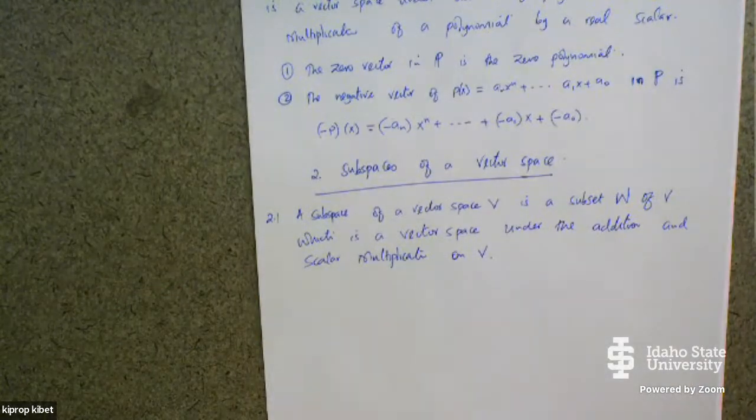So W is a small subset of the whole vector space. So this W here satisfies the 8 axioms that we had. It basically satisfies the 8 axioms because you are just picking a small section of the whole vector space.